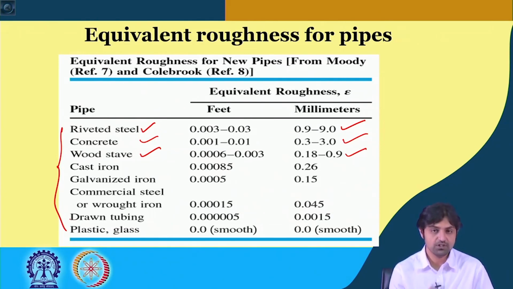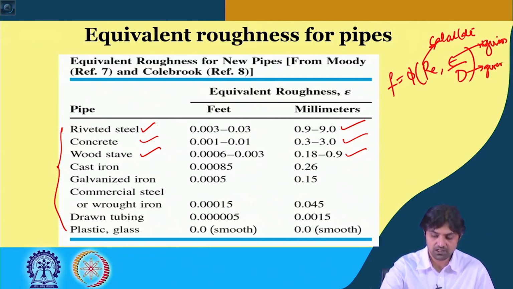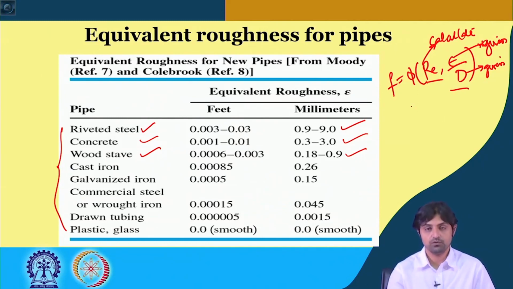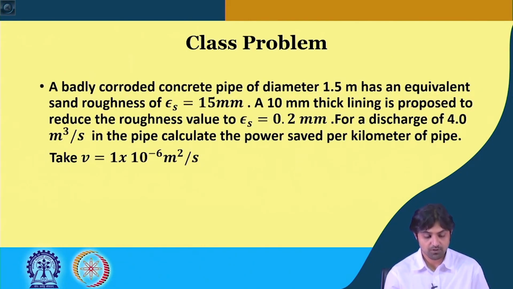So now you remember f, the Darcy friction factor, was a function of Reynolds number and epsilon by d. Reynolds number we know how to calculate. Epsilon would be given and d would also be given, right? So we know everything, but how it is dependent we don't know, correct? This part we still don't know. So to answer that we have to proceed further, but before that there is a class problem.